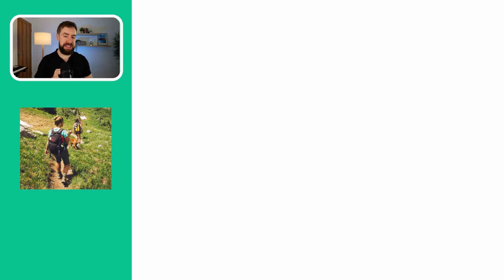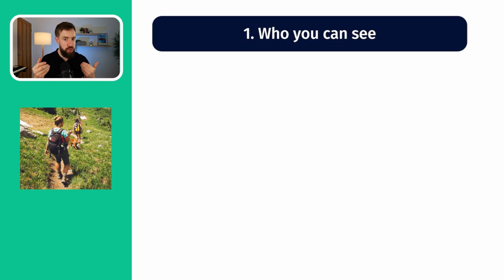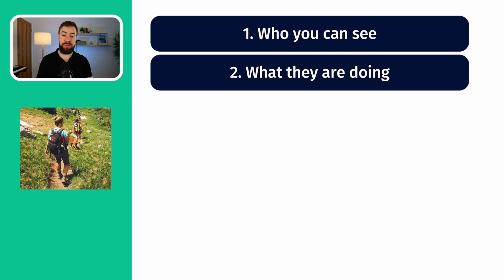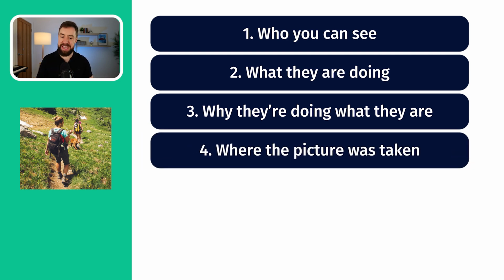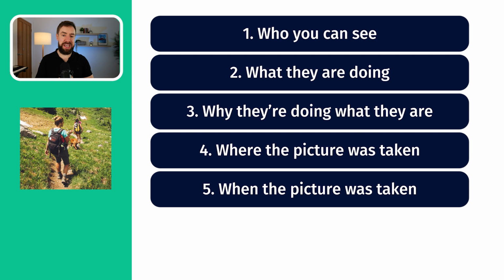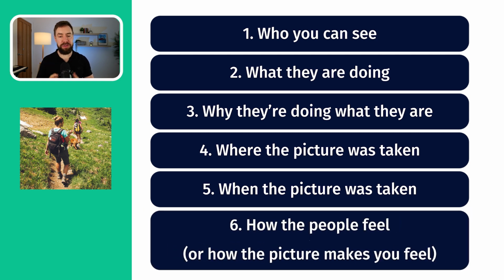So there are 6 things that we should be doing if we want to do a really good answer for write about the photo. So first of all, who you can see, talk about the people. Then, what are those people doing? Next, why are they doing the thing that they're doing? So what's their reason for being there? Then 4, where the picture or the photo was taken, and then when it was taken, and how the people in the photo are feeling, or if that isn't clear, how does the photo make you feel?